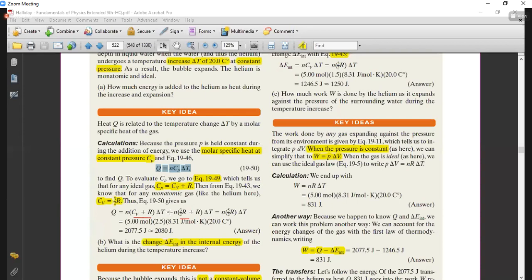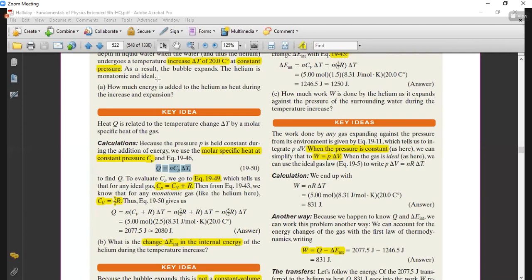Cv is equal to 3 by 2 R. Again, R is the gas constant. Overall, the relation will become something like this one here. And when we put in the values, all the values are given. So this is the value of the heat that is basically added to the helium during the increase and the expansion here. So second question, is it clear, beta? Yes sir. Any question up to this point? No, sir.